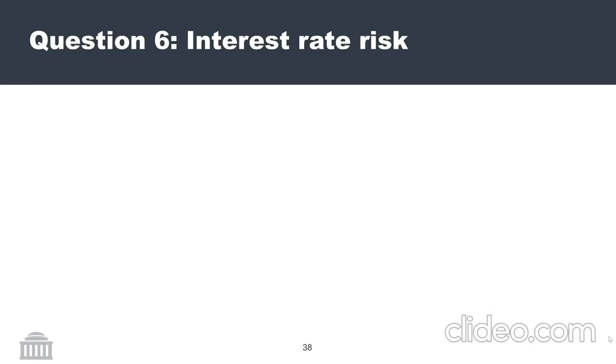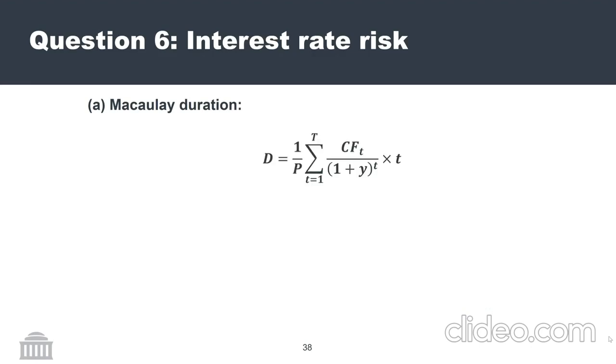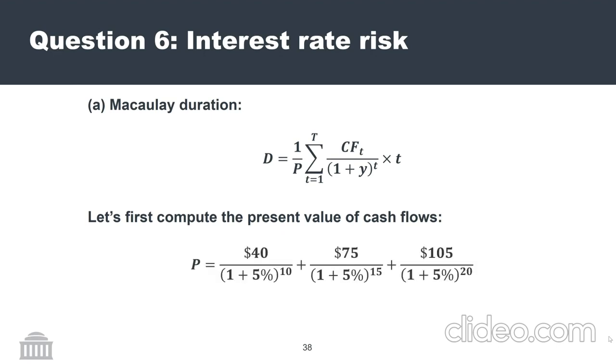To compute the modified duration of the liabilities of this pension fund, let's first start by computing its Macaulay duration. By definition, the Macaulay duration is given by this expression. So this is the same expression as we've seen in the previous question. So let's first compute the present value of the liabilities of this pension fund. So that's our P. So in other words, let's compute the present value of all the future liabilities of this pension fund. So this is given by this expression.